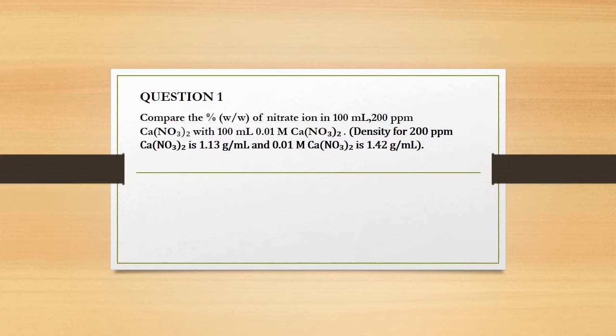Question 1. Compare the percent of nitrate ion in 100 ml 200 ppm calcium nitrate with 100 ml 0.01 molar calcium nitrate. Density for 200 ppm calcium nitrate is 1.13 gram per mil and 0.01 molar calcium nitrate is 1.42 gram per mil.